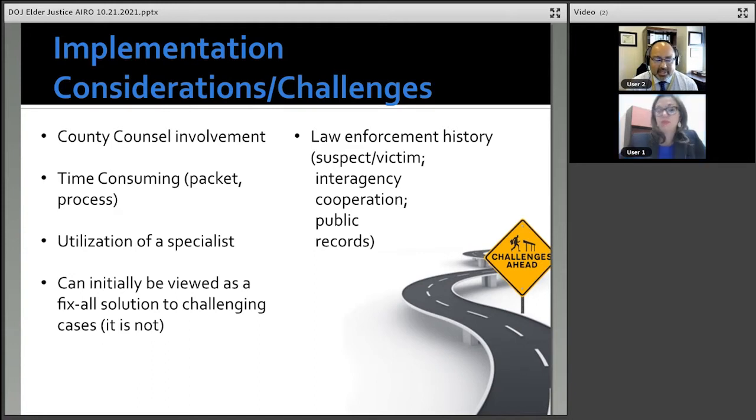Having a specialist on the APS side to help put together all the documentation and get the evidence together makes the time-consuming aspect not be so burdensome, because at the end of the day, it's presenting substantial evidence or preponderance of the evidence sufficient to get the court to order the restraining order. So having a specialist on the APS side who is familiar with all the judicial council forms that need to be completed and submitted as a packet is very helpful in this process.